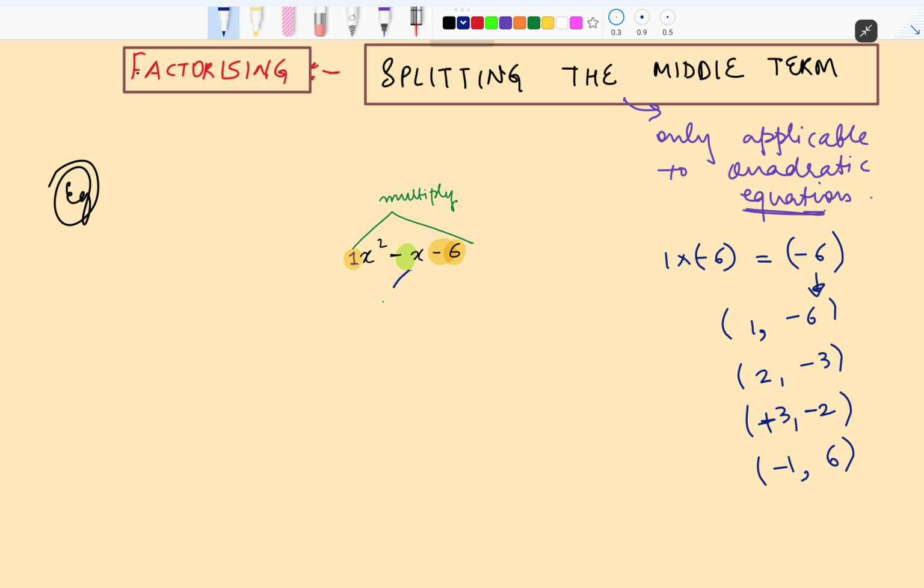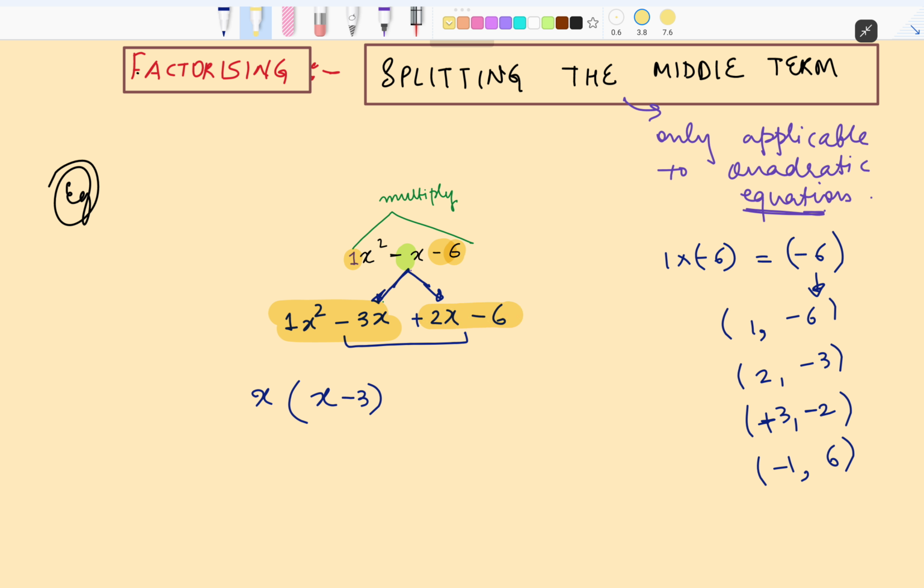So I'm going to split this middle term as 1x square minus 3x plus 2x minus 6. So minus x को मैंने ऐसे split कर दिया. Now इसमें I am going to find out x common. What will be left is x minus 3. इसमें I am going to take out plus 2 common. What will be left is x minus 3.